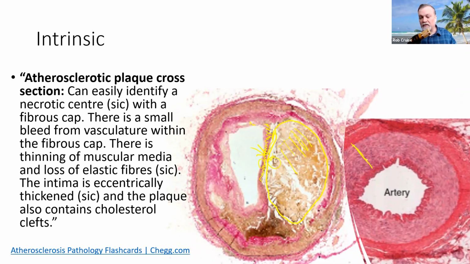Media is very thick. So this is very responsive to blood pressure changes. It can constrict very well or let loose, right? Look at the vessel muscle media here. Very, very thin.